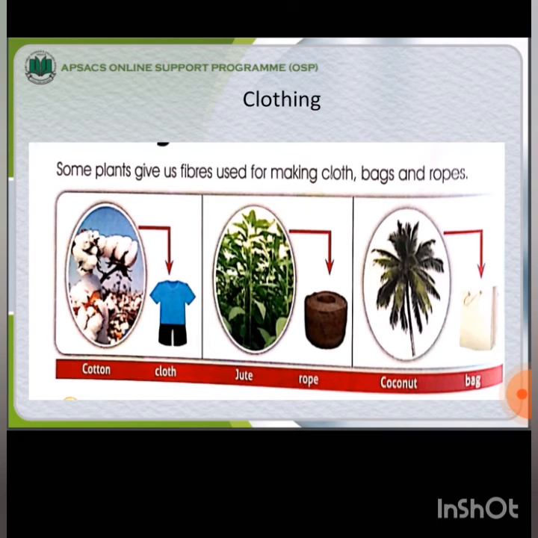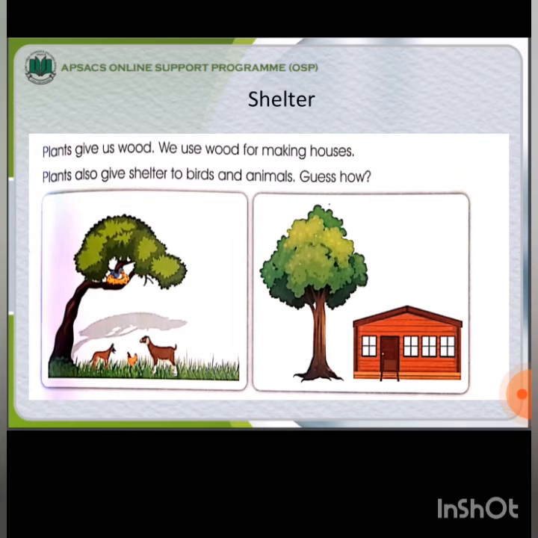Some plants give us fiber used for making cloth, bags and ropes. This is an example of how we use plants in our clothing. For example, we make cloth from cotton, rope from jute and bags from coconut tree. Shelter. We use wood for making houses. Plants also give shelter to birds and animals. Guess who? Yes, tell me.